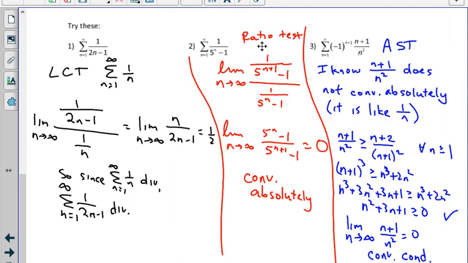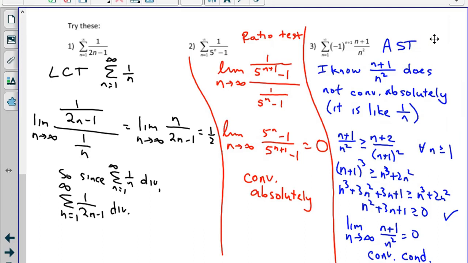Problem 2, I used the ratio test because the terms are non-zero. And when I look at this, the denominator is clearly growing faster than the numerator as n goes to infinity because the power is 1 bigger. So that converges absolutely by the ratio test.